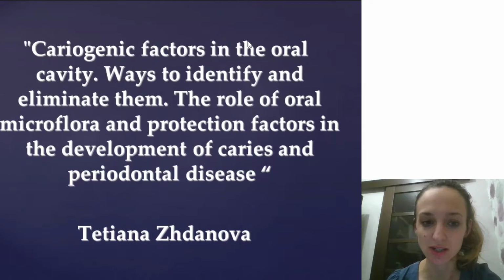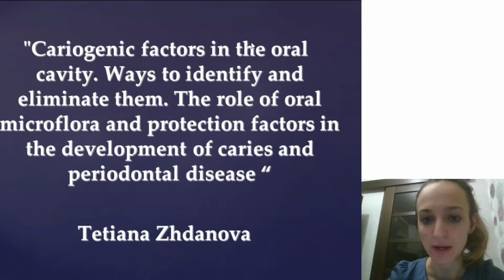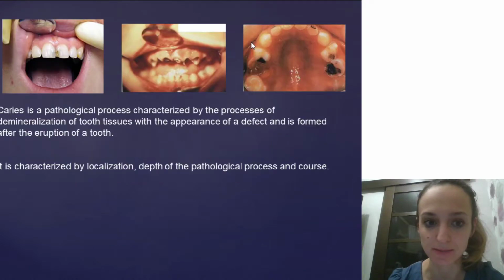Good day, dear guys. The topic of our lecture today: carcinogenic factors in the oral cavity, ways to identify and eliminate them, the role of oral microflora and protection factors in the development of caries and periodontal diseases. So, caries is a pathological process starting after the tooth eruption. It is characterized by demineralization and destruction of the hard tissues, followed by formation of a defect, so a caries cavity.